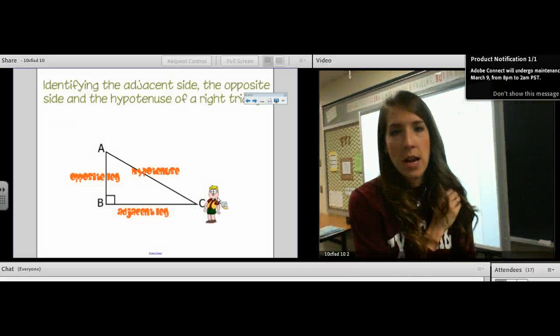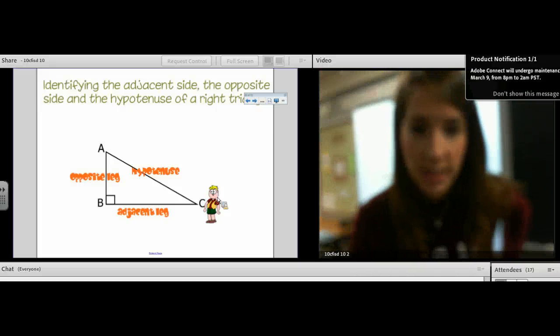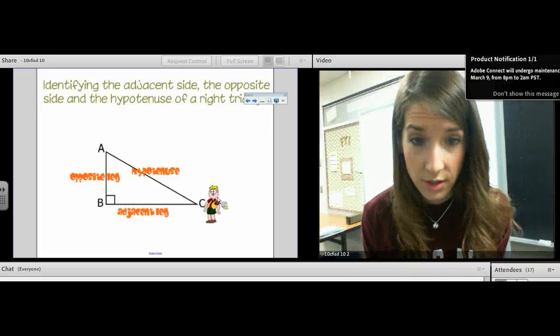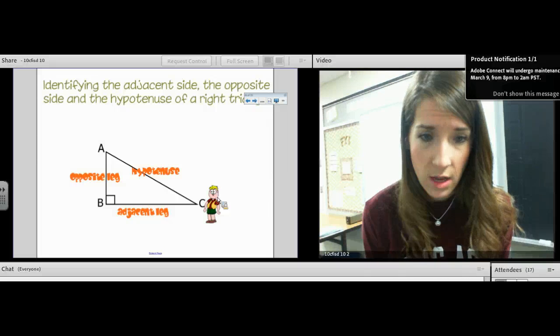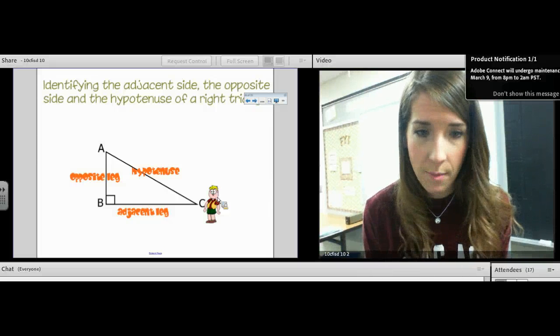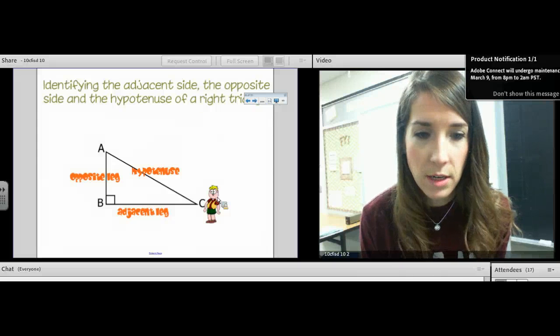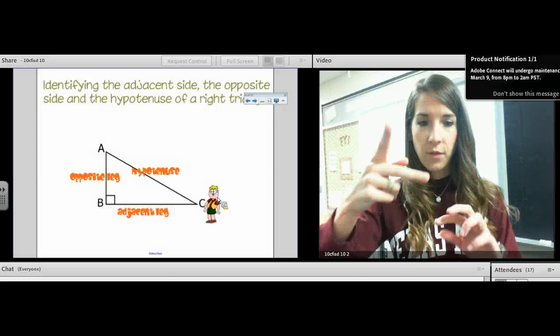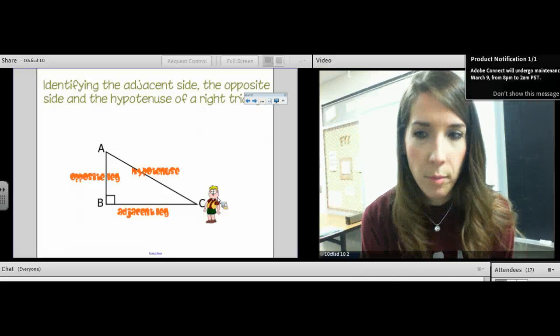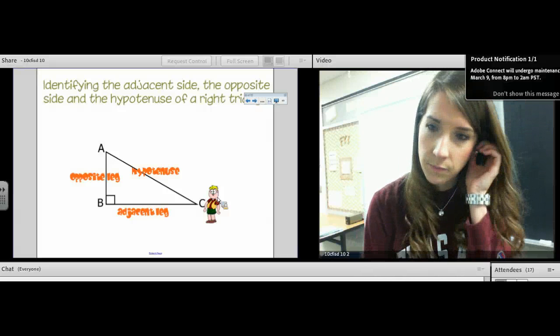Now, as we're doing trig, the opposite side and the adjacent side are going to take turns. They're going to switch places and move around. But the hypotenuse is always the hypotenuse. Tahani, plug in your camera and show me your calculator so I can see what you did wrong. Did you accidentally flip your fraction? Did you not press second? You have to press second.